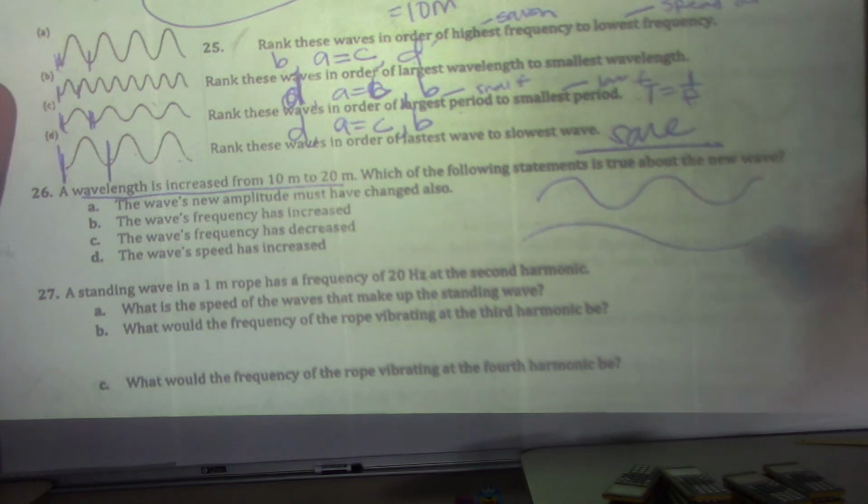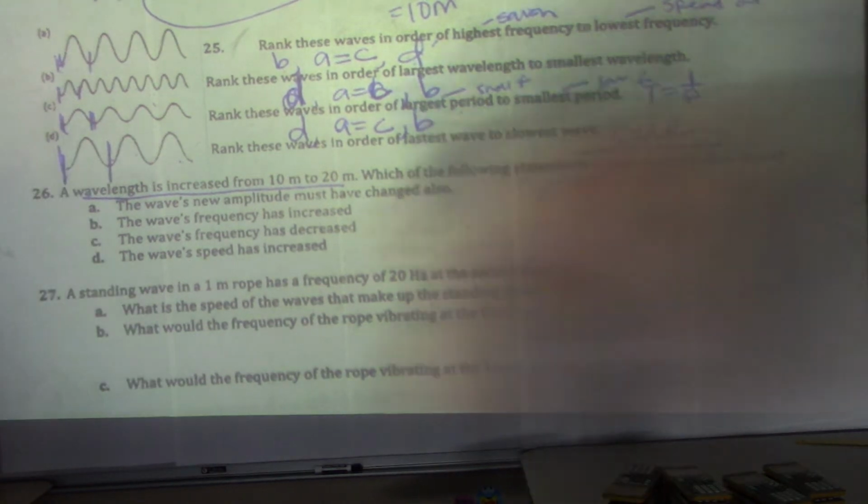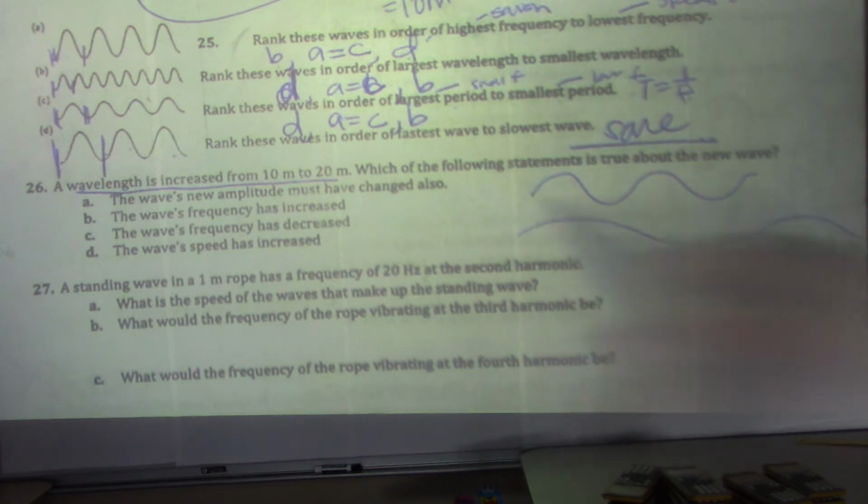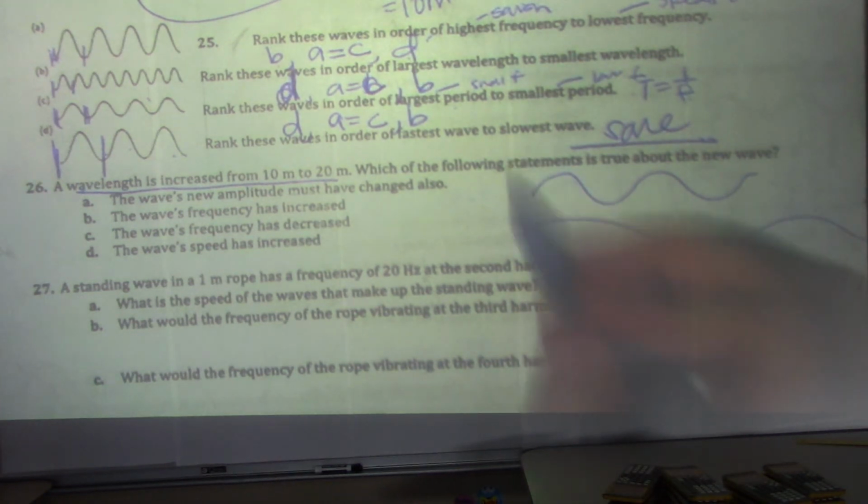All right, if the wavelength is increased, imagine I've got a wave like this, and now I have a wave like this. The amplitude does not have to change, right? Those are separate from each other. Getting longer doesn't make you not have as much height as before, so that's not going to be the answer.